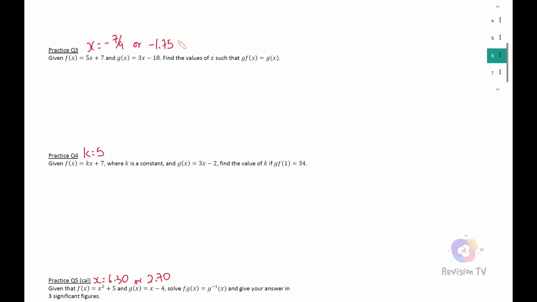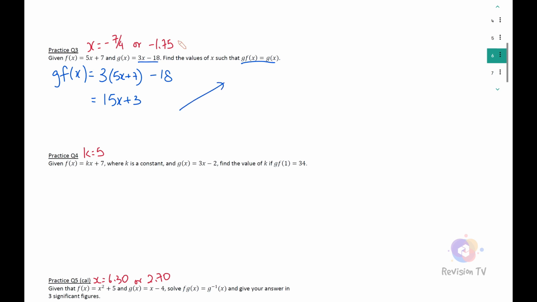Right. So question 3. Okay. So what we need to do in here is, we're told g of f of x equals g of x. So first thing, we need to find what's g of f of x. G of f of x means we substitute f of x into g of x. So we keep the structure of g of x, 3 something minus 18. So that something is 5x plus 7. Expand the bracket, simplify, you should get 15x plus 3.